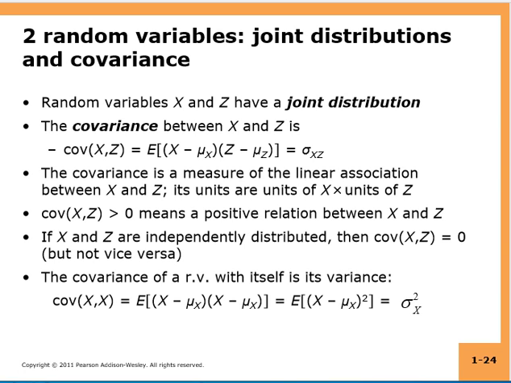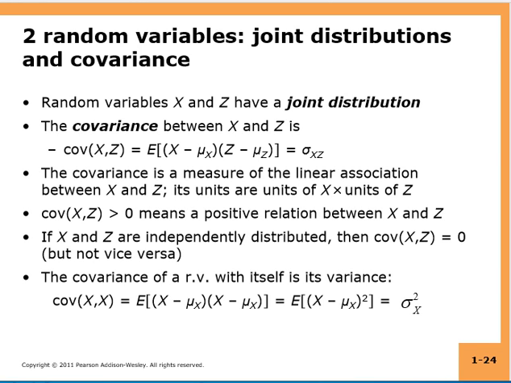Covariance of x and z greater than 0 means that there is a positive relation between x and z. As x goes up, z also goes up. If it is less than 0, it means there is a negative relationship. That is, as x goes up, z goes down. And if they are independently distributed, then covariance of x and z is equal to 0. That is, there is no covariance. If they vary independently of each other, you cannot find a pattern of covariance being either greater than 0 or less than 0.